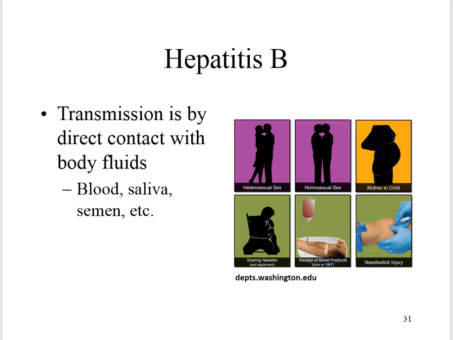Hepatitis B, this is a hepatinovirus. Transmission is by direct contact with body fluids such as blood, saliva, semen, etc. When you develop anti-hepatitis B surface antibody, this demonstrates resolution of the hepatitis B virus infection and provides prolonged immunity. People who don't develop anti-HBs, or hepatitis B surface antibody, become chronic HBV carriers.